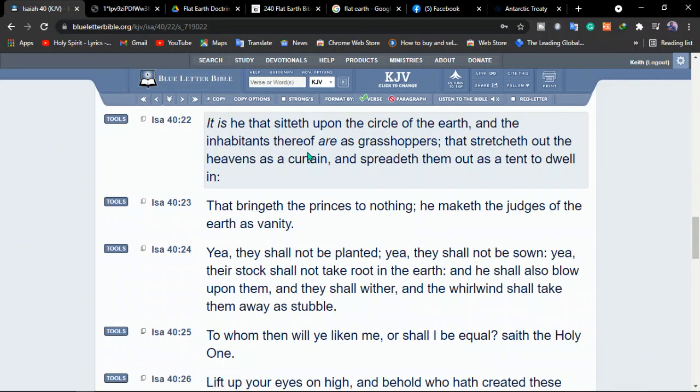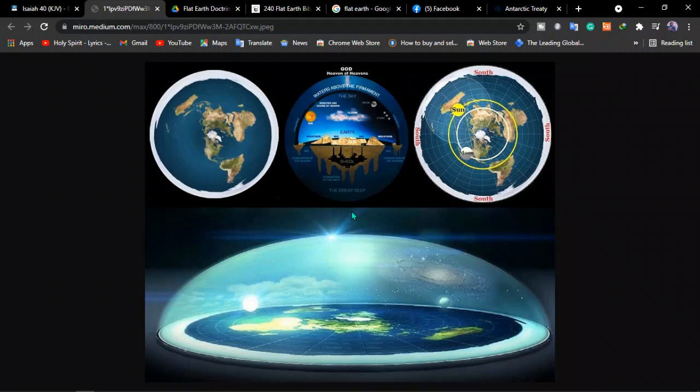The Bible says, it is he that sitteth upon the circle of the earth, and the inhabitants thereof are as grasshoppers; that stretcheth out the heavens as a curtain and spreadeth them out as a tent to dwell in. Now let's look at this verse. It says, it is he that sitteth upon the circle of the earth. God is sitting here, high up here, upon the circle of the earth.